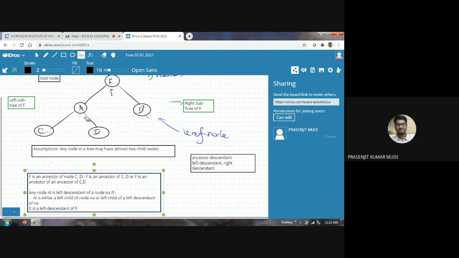Okay? So we can call that if NL is a left child of node A. Here node A is a left child of node F. That means we can call node A a left descendant of F. Now is C a left child of F? No. But is C a left child of a left descendant of F? Yes. That's why C is a left descendant of F.